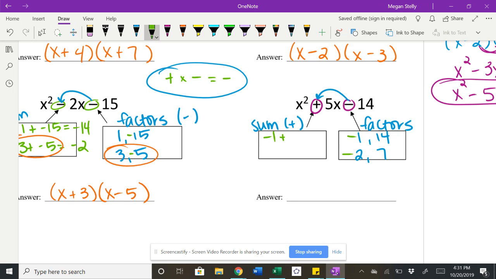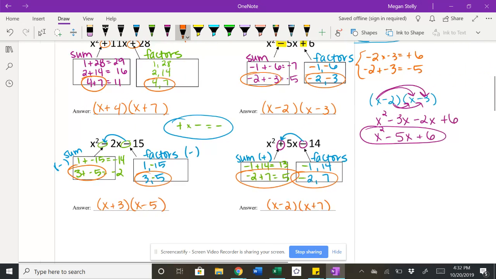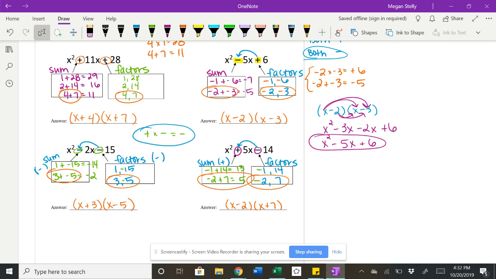And so -1 plus 14 is 13. -2 plus 7 is 5. And so the pair that we want, right here, -2 and 7, x minus 2, x plus 7. And that's how we write our answer as two binomials. So these are the 4 different examples. These are the 4 different types that you are going to see. A positive and a positive, a negative and a positive, a negative and a negative, a positive and a negative.